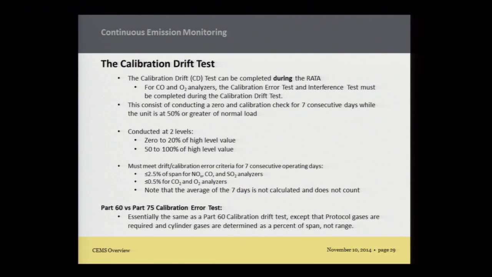So the Part 75 calibration error test is essentially the same as the Part 60, except that protocol gases are required and cylinder gases are determined as a percent of span, not range. So the wording's a little different. You could probably tell us more about protocol gases than I could tell you. Tell us what a protocol gas is versus what you might just use as a regular calibration gas. There's some specific requirements by NIST. You have to have NIST traceability, and then there's a couple analyses depending on the components of the gas.